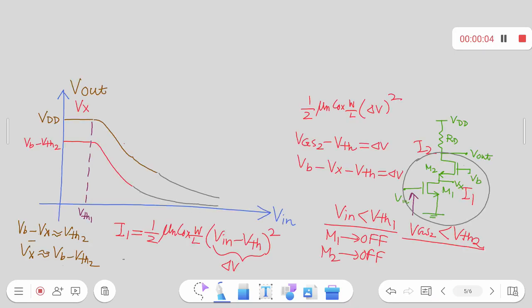So last day we have discussed up to this, we have verified the transfer characteristics of cascode amplifier, a common source stage followed by a common gate stage. Now today we would like to study the corresponding output resistance provided by this cascode amplifier.